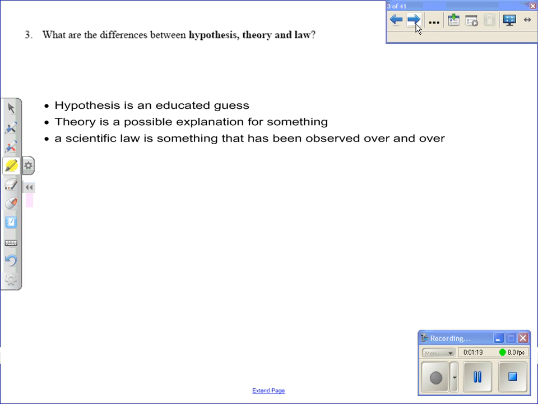What's the difference between a hypothesis, a theory, and a law? Well, you should know a hypothesis is an educated guess. A theory is a possible explanation for something that you can test and test, but really never gets proven. It's just a possible explanation because it's impossible to disprove it. Scientific law is something that is observed. So it's something that you're observing, like the law of gravity. You can drop a book and it falls to the ground. So it's observable. So the key thing you need to know is a hypothesis is an educated guess, a theory is a possible explanation, and a scientific law just means that it's actually been observed.